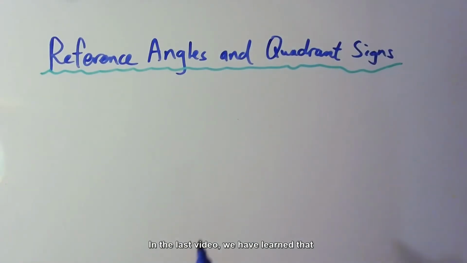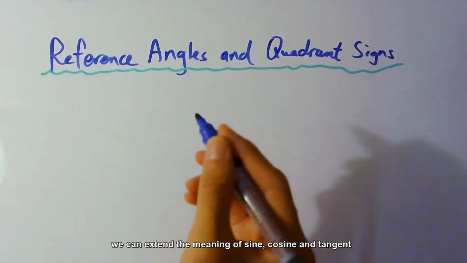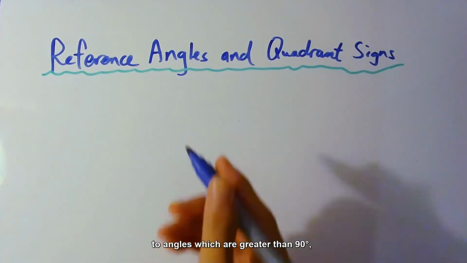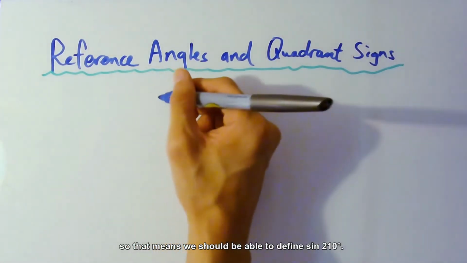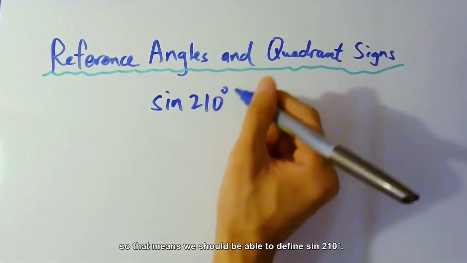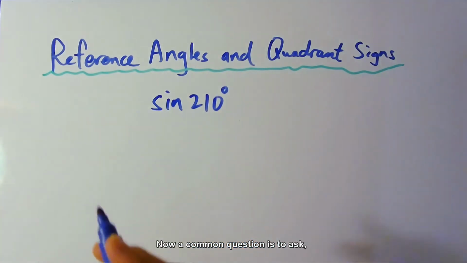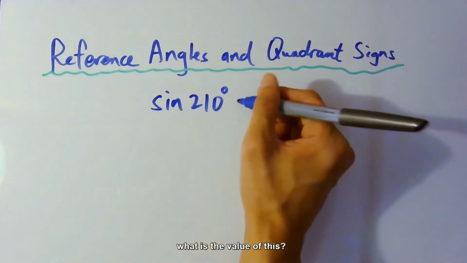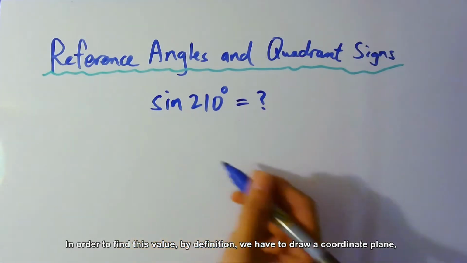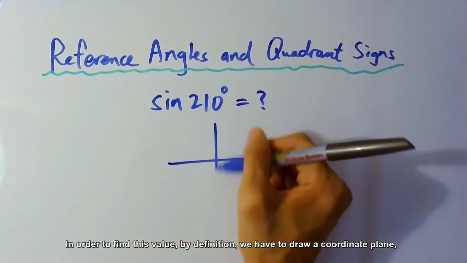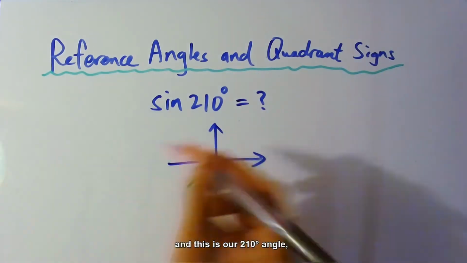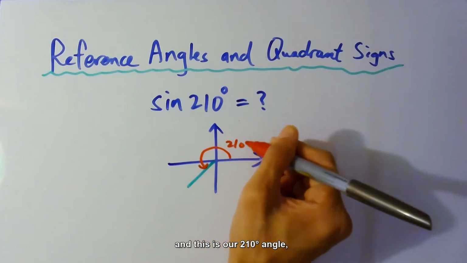In the last video, we have learned that we can extend the meaning of sine, cosine, and tangent to angles which are greater than 90 degrees. So that means we should be able to define sine 210 degrees. Now a common question is to ask, what is the value of this? In order to find out this value, by definition, we have to draw a coordinate. And this is our 210 angle.